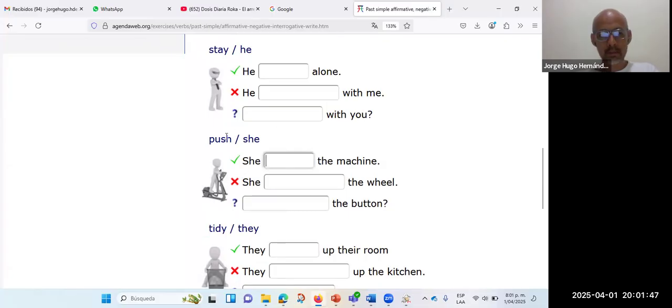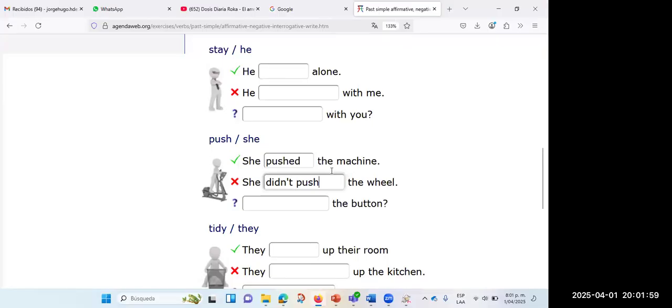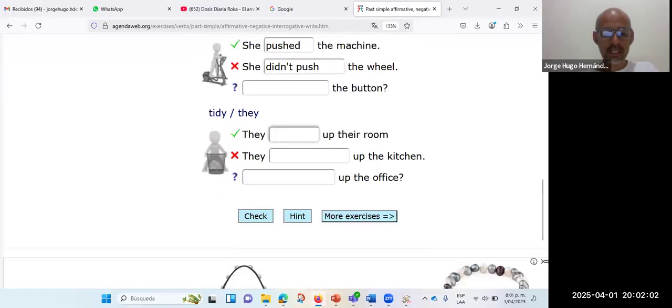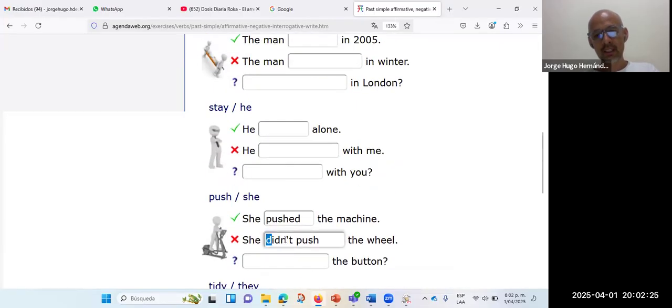Another one, push. The verb push is a regular one, so pushed. And the negative form, didn't push. The verb is tidy. Tidy is a regular verb. It finishes with Y, and before it's a consonant, so we have to change tidy. And the negative form, didn't tidy. Yes? Did, verb in present. No did, verb in past.